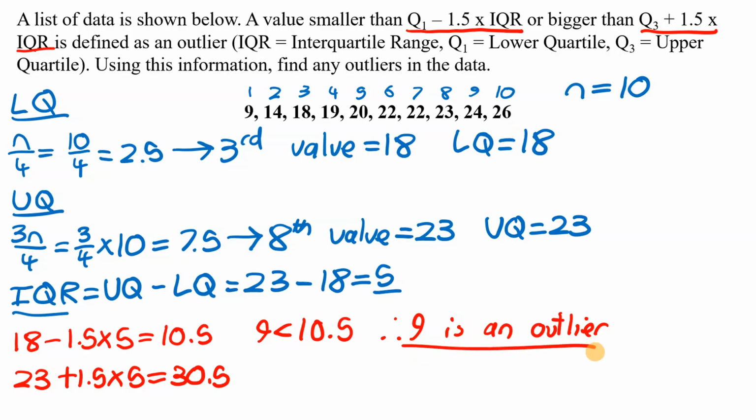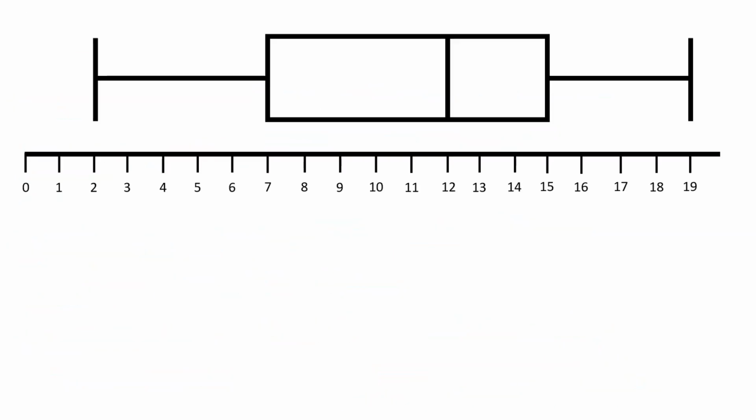So therefore we only have one outlier. 9 is an outlier. Okay, so now let's move on to box plots, or they're sometimes called box and whisker plots as well. And you're probably already aware of these. It looks something like this here.